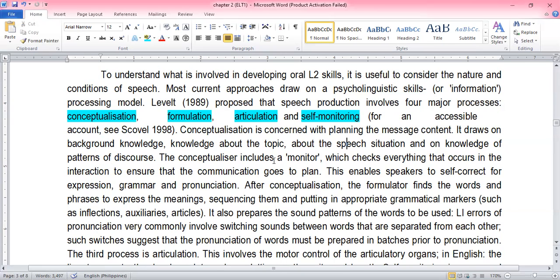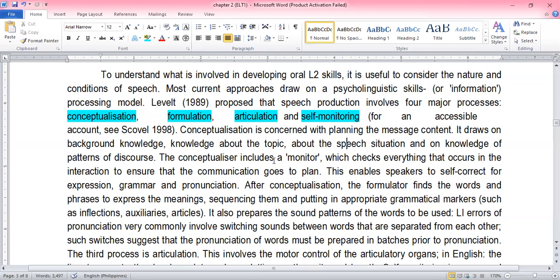After conceptualization, meron tayong formulation. Now, the formulator finds the words and phrases to express the meaning, sequencing them and putting in appropriate grammatical markers, such as inflections, auxiliaries, and articles. So, ang conceptualization, gusto mong sabihin na, okay, nasa utak mo, nagpaplano ka, di ba, nagugutom ako, gusto kong kumain ng hamburger. Tapos, yun yung nangyari sa conceptualization. So, sa formulation naman, ang nangyayari niyan is, yung from L1 mo, ita-transfer mo siya into L2 sa utak mo. Gusto kong kumain ng hamburger. So, paano mo yun sasabihin? In English, ayan. Diyan yung nangyari sa formulation.